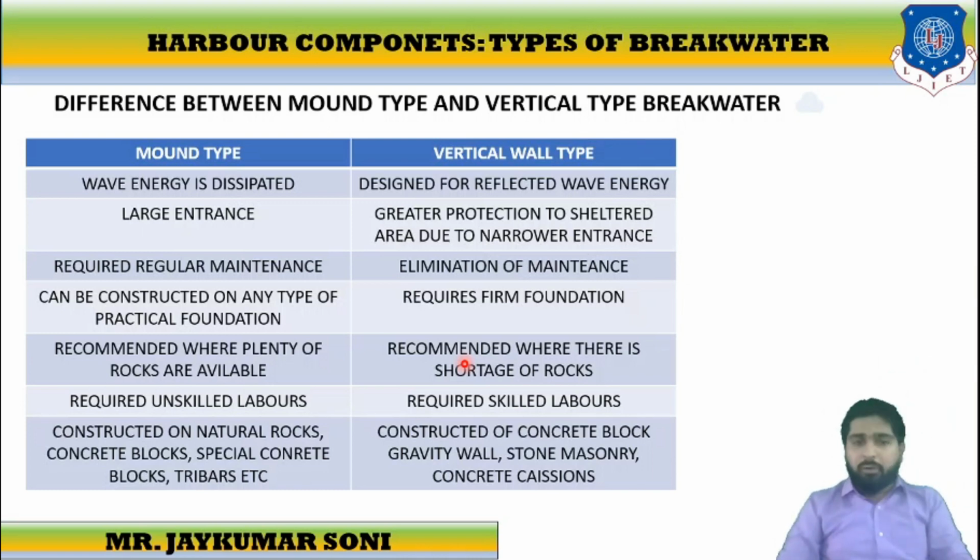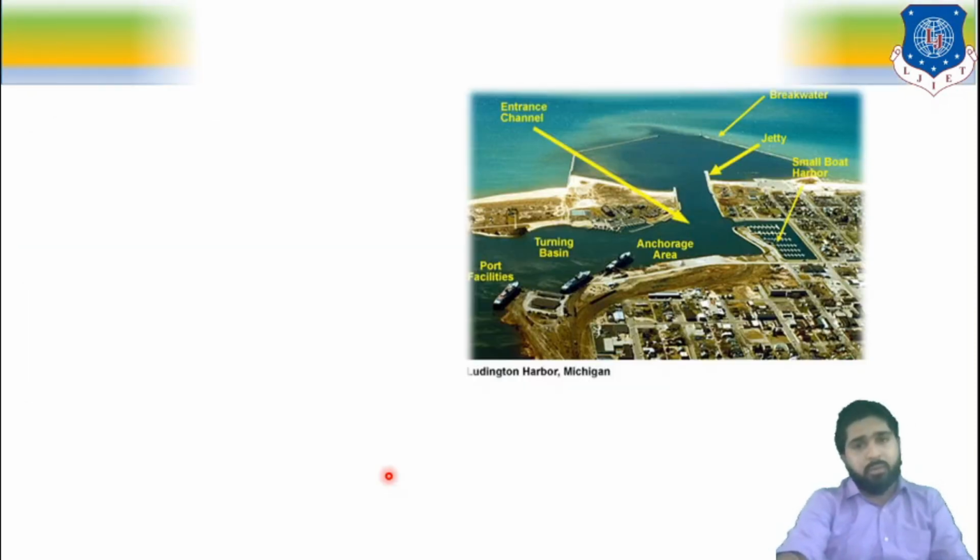If we discuss mound type, then they are constructed of natural rocks, concrete blocks, special concrete blocks, or tribars. And if we discuss vertical wall type, then they can be constructed of concrete blocks, gravity walls, stone masonry, concrete caissons, etc. So this is the difference between mound type and vertical wall type.